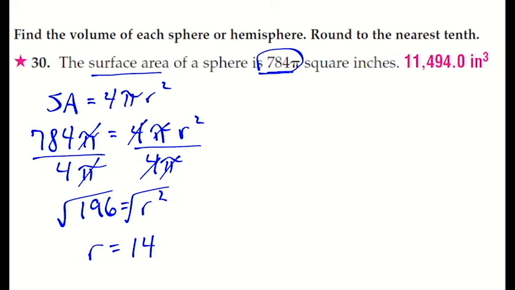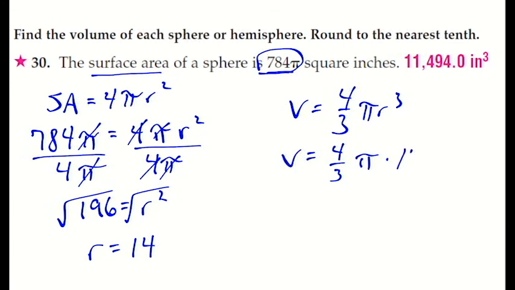Now that we have that radius, we can go ahead and find our volume. Our volume is 4/3 pi r cubed. So that's 4/3 pi times 14 to the third power. And if you calculate that out, you end up with 11,494. And the units would be cubic inches.